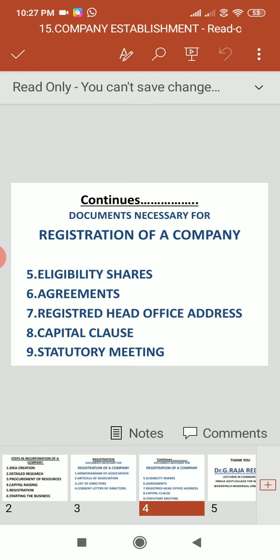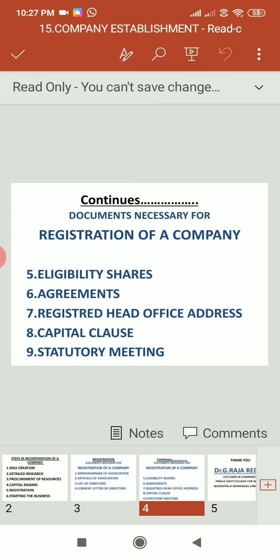Coming to registration of a company, continuation: eligibility shares by directors. Willing directors should buy a minimum number of shares to be eligible to contest as a director in the company. Then the agreements made before registration with others, machinery suppliers, builders, and so on. What are the agreements? Payment agreements, work agreements, like that.